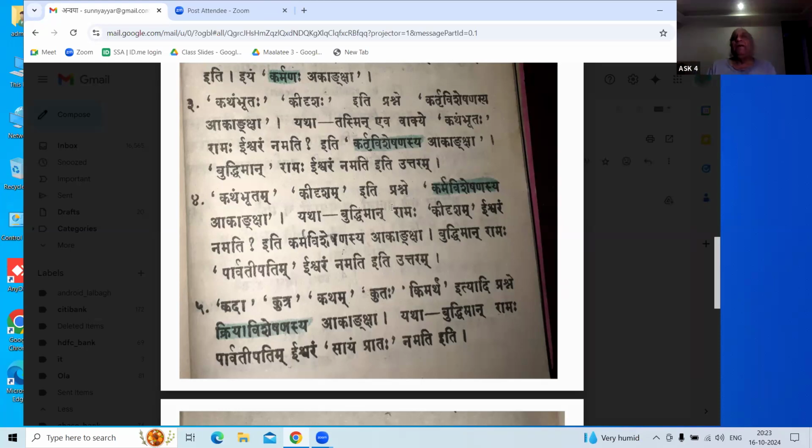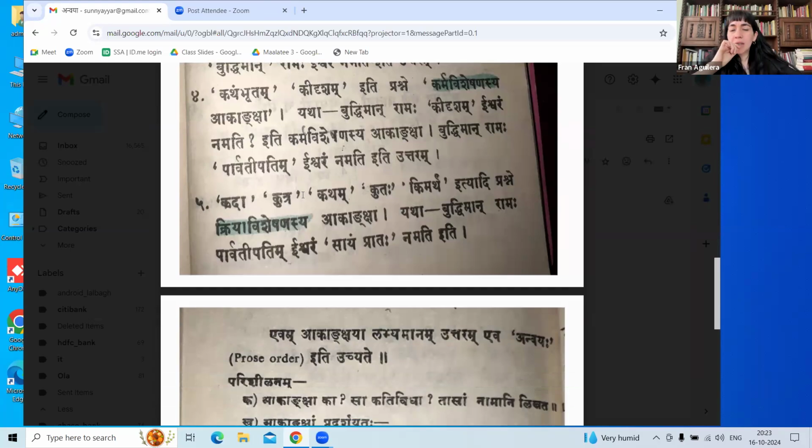So what kind of Ishvara does Rama salute? Kidrisham. What kind? When we pose that question, the answer is Parvati Patim. What is the characteristic of that Ishvara? Ishvara is the object. The characteristic is Parvati Patim, he is the husband of Parvati. So in order to find out the governing attribute, we use these interrogatives, katam bhutam, kidrisham.